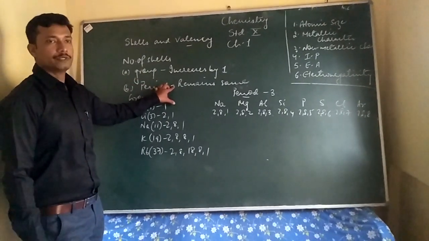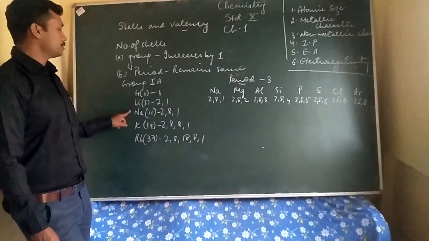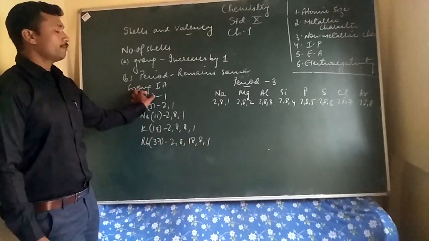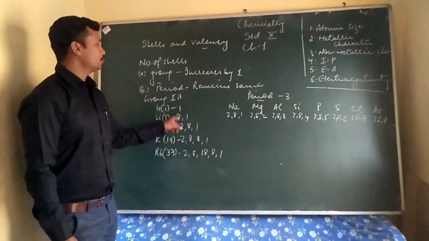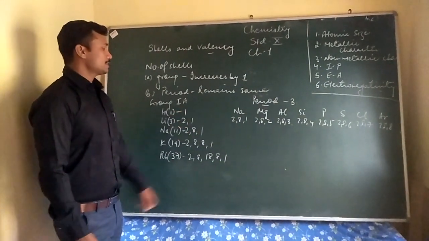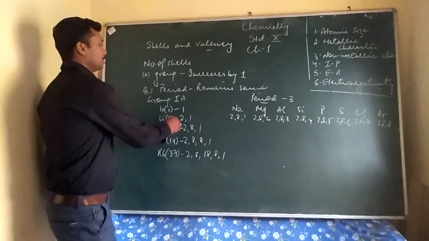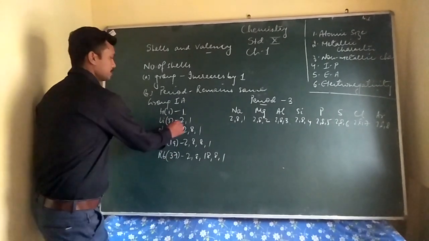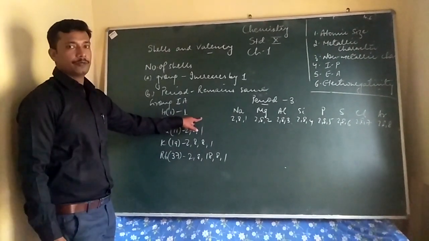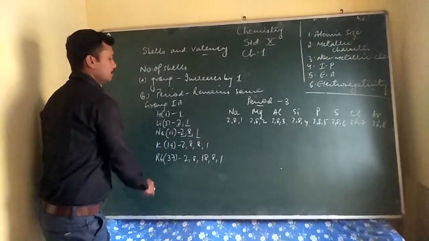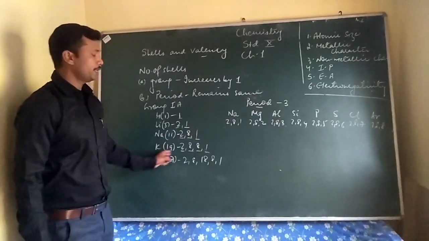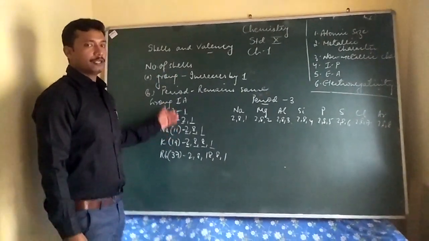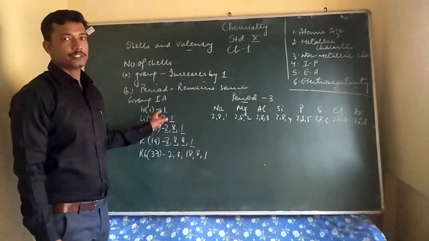You can see group 1A first. The elements are hydrogen, lithium, sodium, potassium, rubidium, cesium and francium. On the basis of atomic numbers, if you write the electronic configuration, you can come to know that the number of shells is increasing by 1. Hydrogen has 1 shell, lithium has 2 shells, sodium has 3 shells, potassium has 4 shells, rubidium has 5 shells, and so on. So we can see clearly that the number of shells on moving down the group increases by 1.